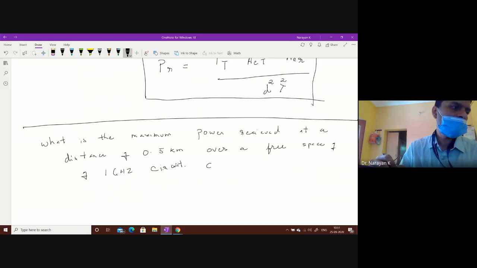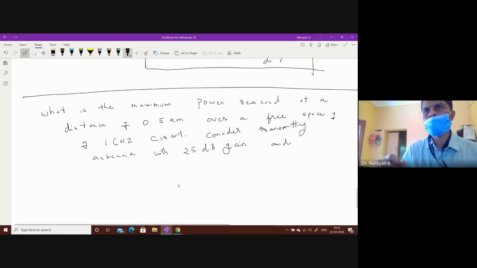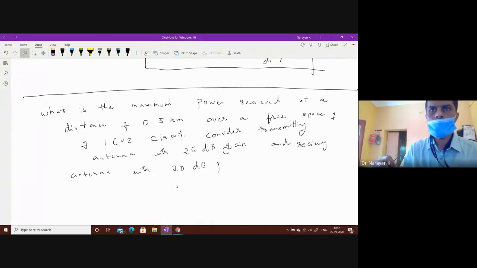Consider transmitting antenna. Consider transmitting antenna with 25 dB gain and receiving antenna with 20 dB gain.